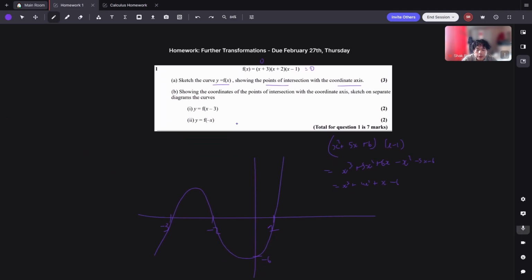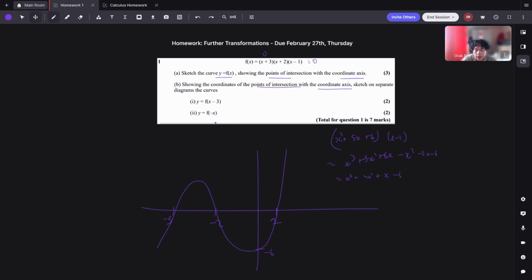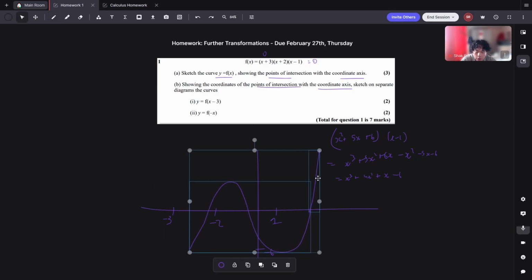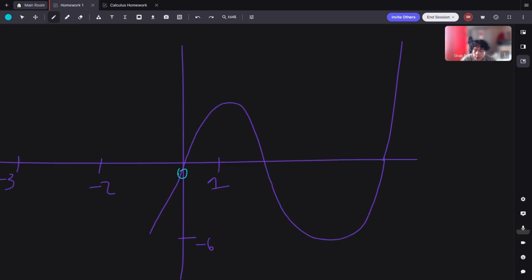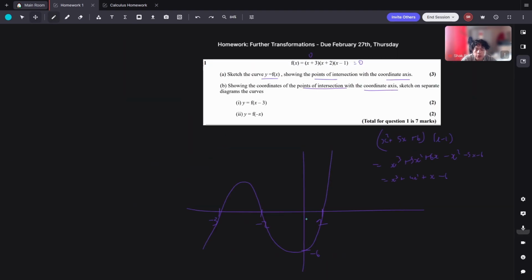Cool. So showing the coordinates of the points of intersection with the coordinate axis, sketch on separate diagrams the curves. So y equals f of x minus 3. So what happens here? It just moves 3 to the right. There goes 1, 2, 3. So this point would be 0, this point would be 1, and this point would be 4. So the point of intersection would be 0, 0. This would be 1. This would be 4. And that's pretty much it.